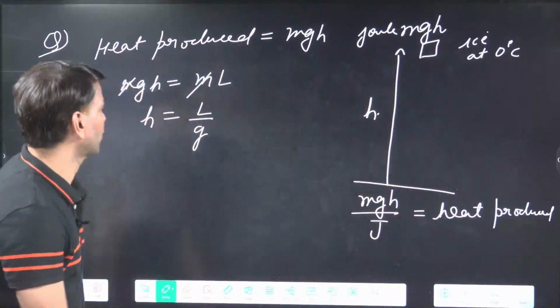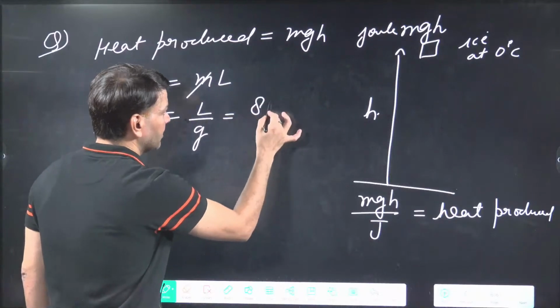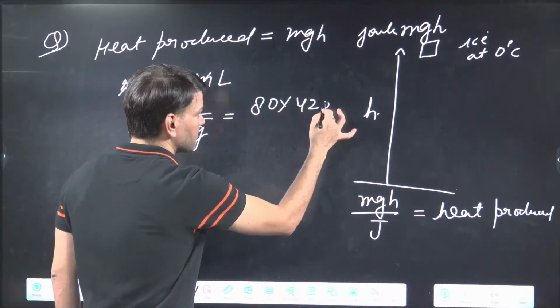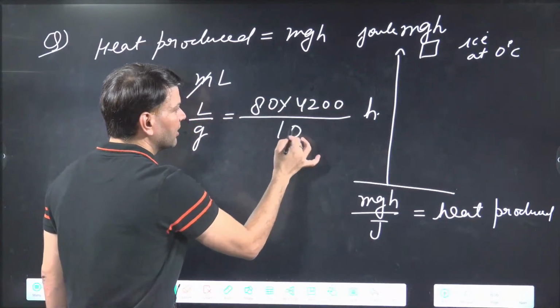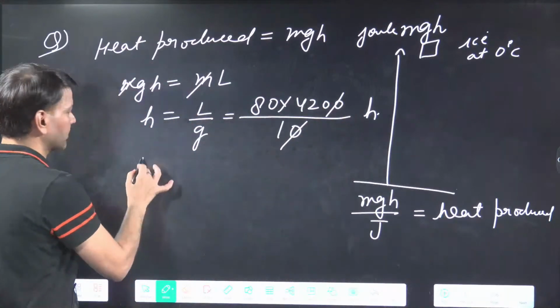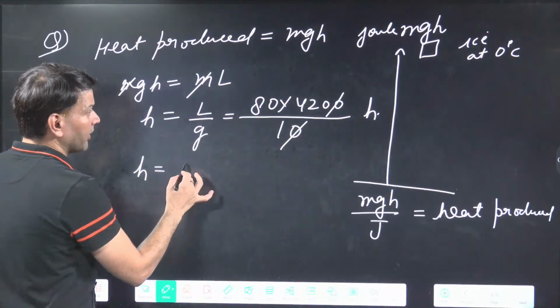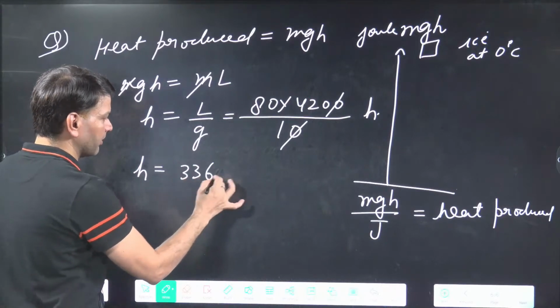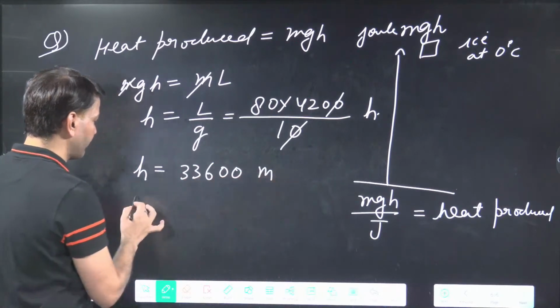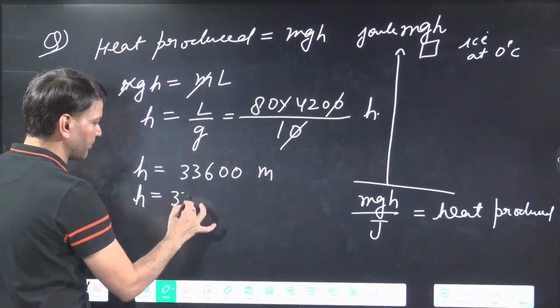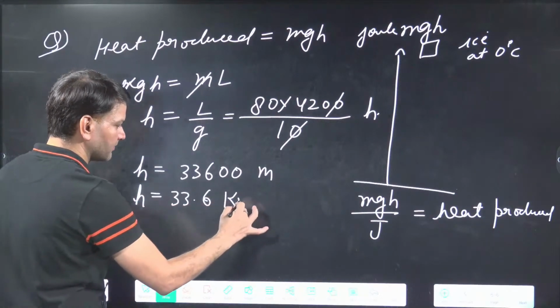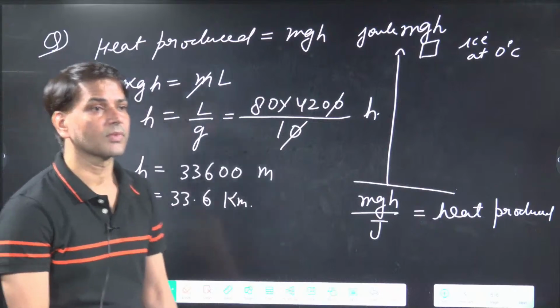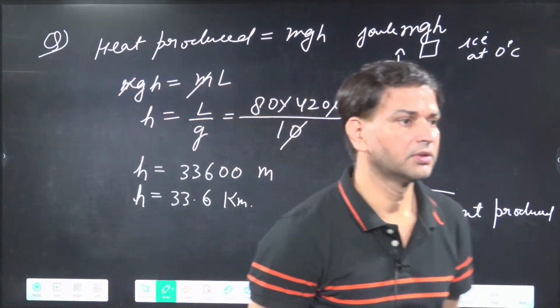Okay, then what will you do? 80 into 4200 upon G, and I am taking G as 10. So this and this cancel out. What is the H you got? 8 sixteens, 8 threes are 24 plus, so 33600 meter, or we can say H is equal to 33.6 kilometer. Understood?